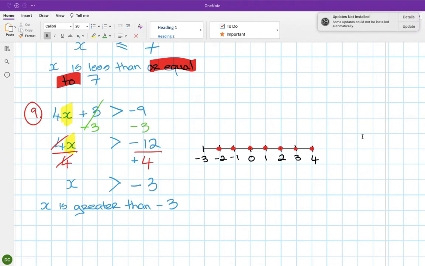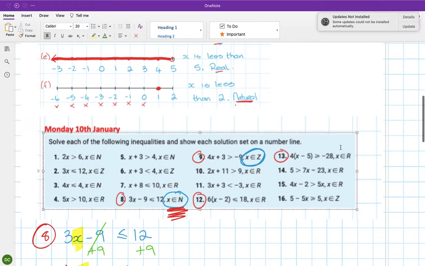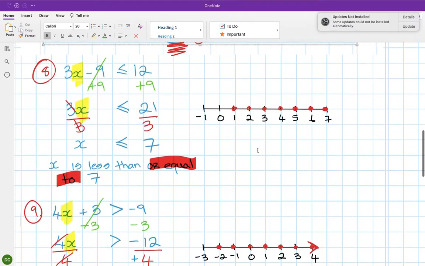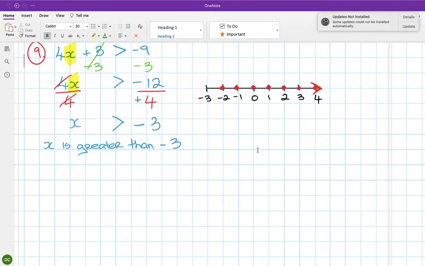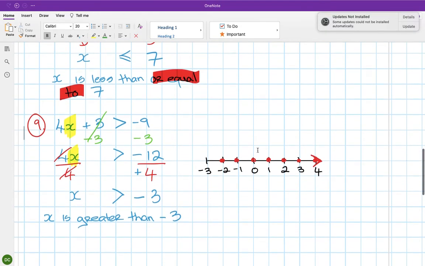I am going to include an arrow on the end there to say that it can continue. And then I did say at the start, this question 9, was integers. Integers are whole numbers, so no need to shade in the line. Yeah? Okay. So next, 6, x minus 2, so this is question 12.